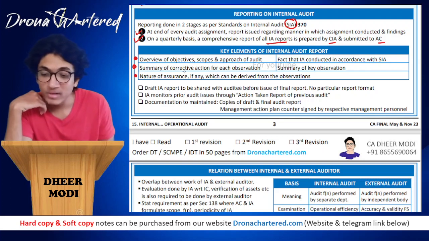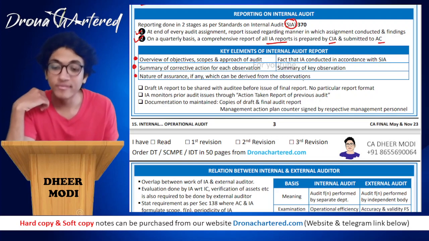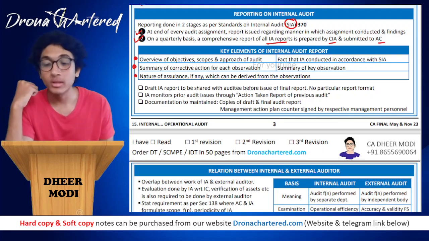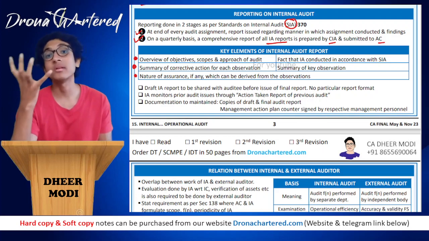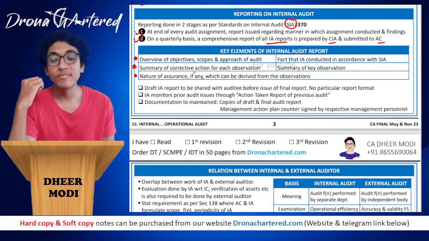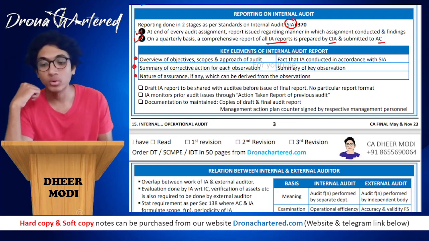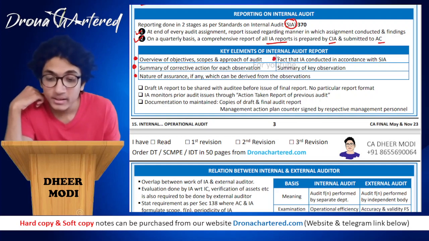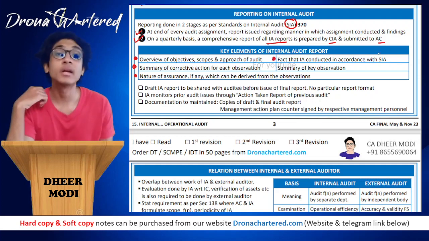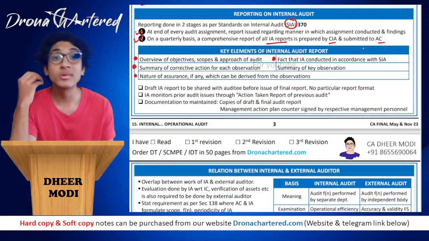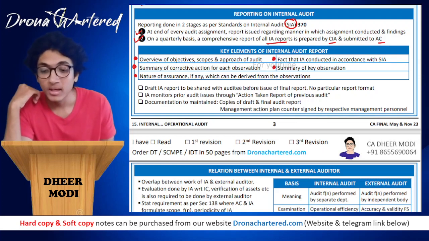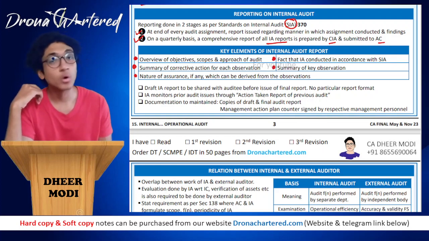Next is nature of assurance, if any, which can be derived from the observation. That means what is the assurance? What is the level of assurance that we can derive from these observations that we have noted? Then, the fact that the internal audit has been conducted in accordance with your SIA. SIA is your standards on internal audit. And next is summary of key observations.